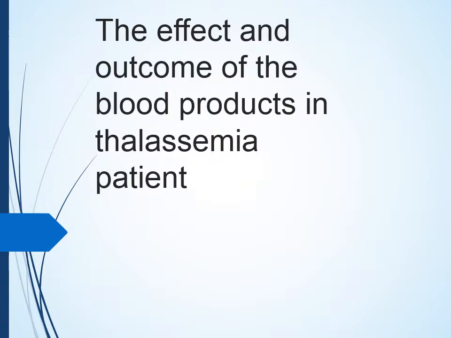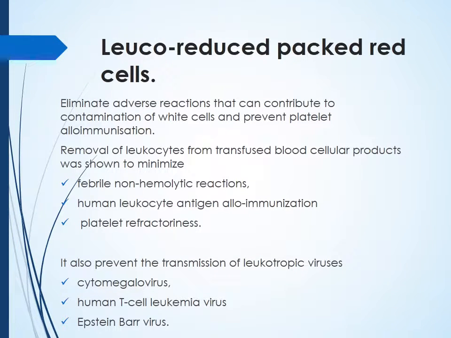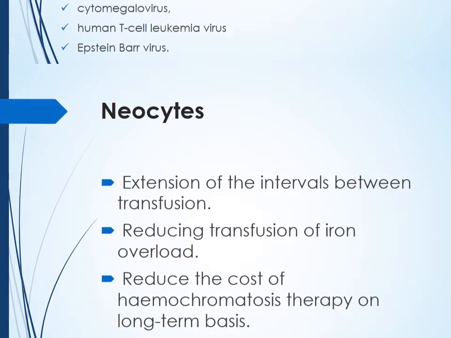The effect and outcome of the blood products in the thalassemia patient. Leukoreduced packed red cells will eliminate adverse reactions that can contribute to contamination of white cells and prevent platelet alloimmunization. Removal of leukocytes from transfused blood cellular products was shown to minimize febrile non-hemolytic reaction, human leukocyte antigen alloimmunization, and platelet refractoriness. It also prevents the transmission of leukotropic viruses, which are cytomegalovirus, human T-cell leukemia virus, and Epstein-Barr virus.